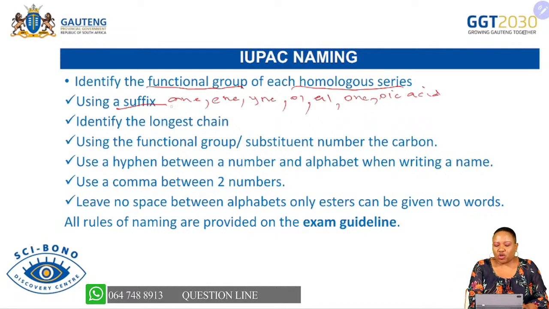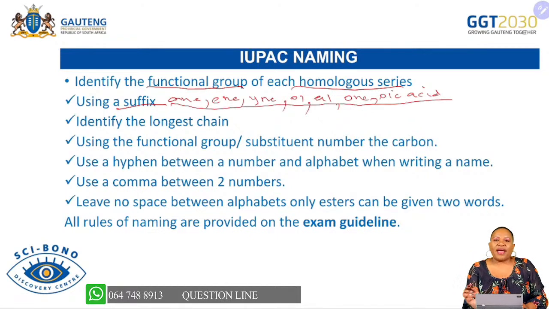So this is just to remind you what we mean by a suffix, the last word in the name of a compound that will identify which homologous series the compound belongs to. And then the next thing you need to do, after knowing where the specific compound belongs, is look at the longest chain. Remember, the longest chain has nothing to do with numbering; it is saying how many carbons follow each other in a specific pattern in a chain. Therefore, you need to identify the longest chain.